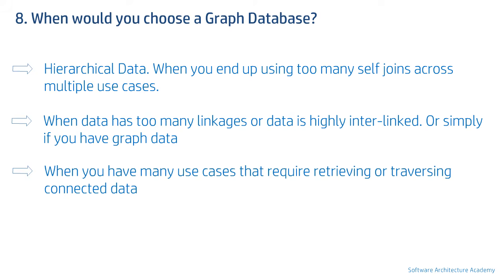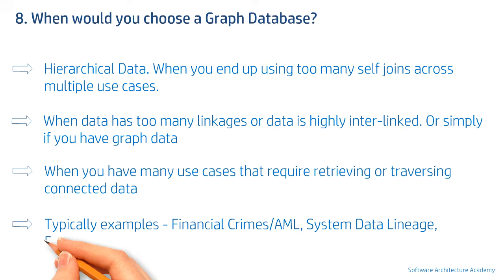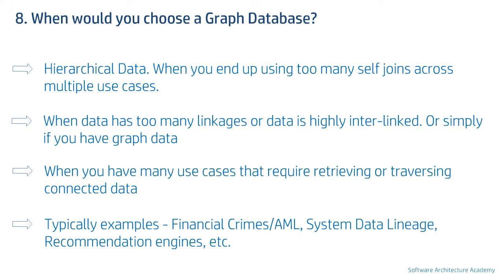You can also quote some examples that you have worked with or have heard of being used in your organizations. Graph databases are typically used in financial crimes to detect money laundering and also used in data lineage systems and recommendation engines.